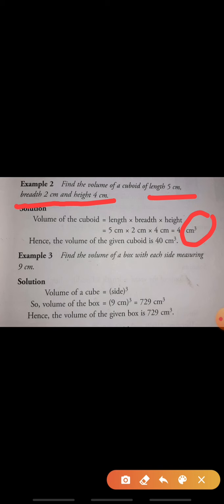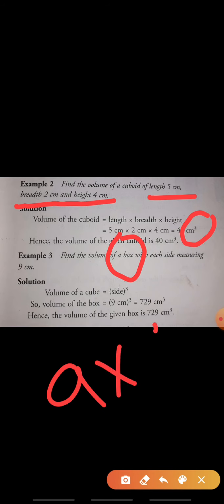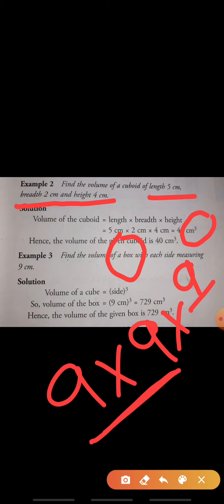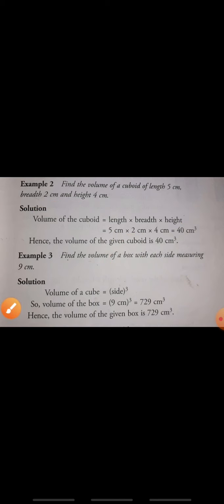Then the second numerical is: find the volume of a box with each side measuring 9 centimeter. A box is generally cube shaped, so the volume of a cube is side into side into side. So the volume of the box will be 9 into 9 into 9. 9 9s are 81 and 81 9s are 729 cubic centimeter. These are your two numericals based on the volume of cube and cuboid.